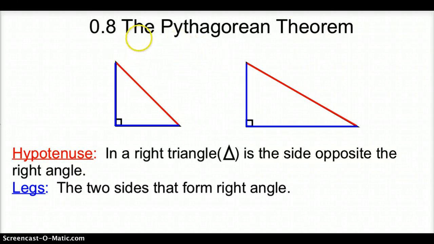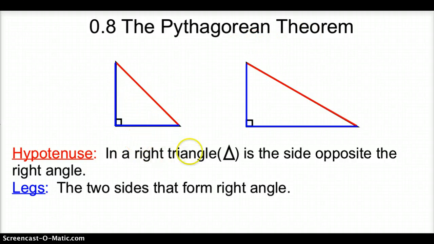Before we actually get to the Pythagorean Theorem, we first have to cover the parts of the triangle. The first one is the hypotenuse. Now in a right triangle, and please note that the Pythagorean Theorem only works in right triangles. Again, one more time, the Pythagorean Theorem only works in right triangles.